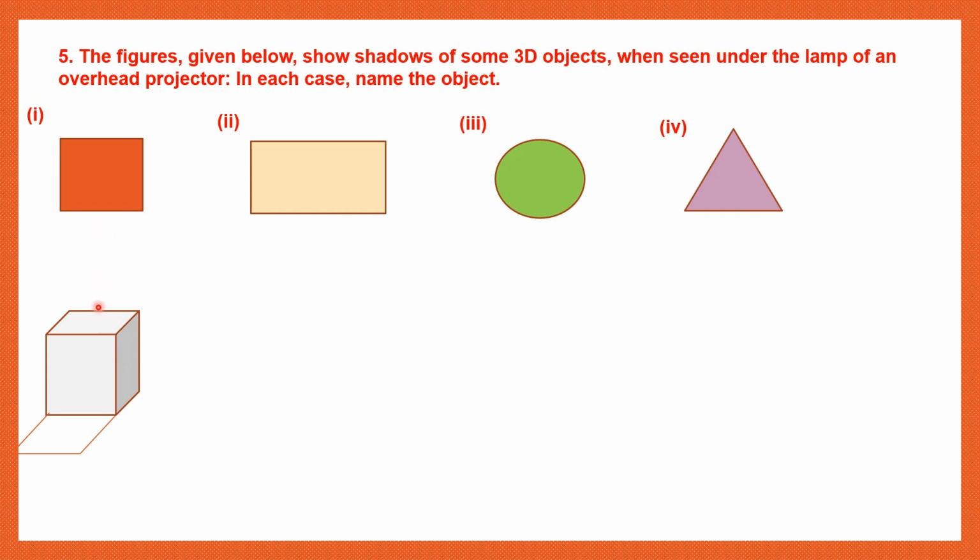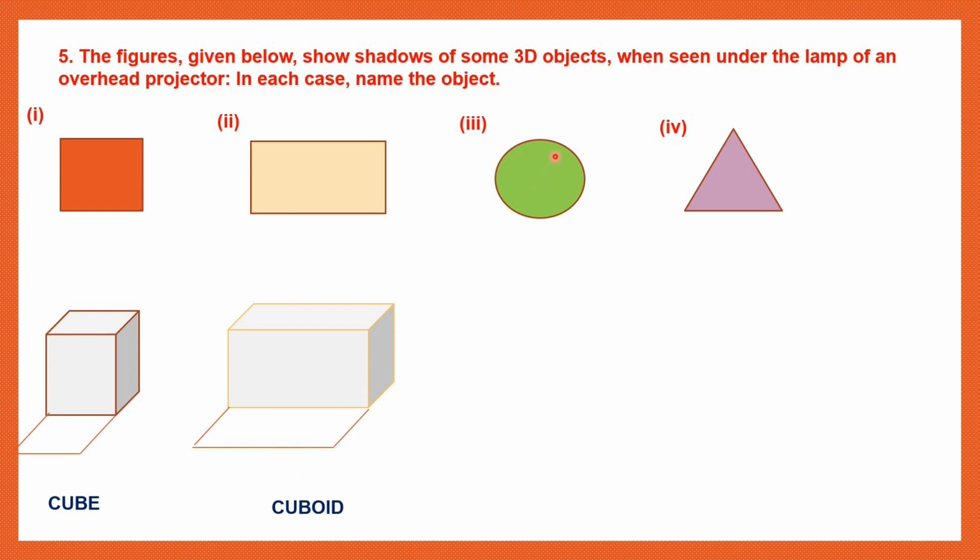So if the light falls on top, the shadow will be a square down like this. So the answer is cube. Now the second one is which 3D object will give a rectangular shadow? Okay, so a cuboid, that means like your textbook and all that, like a box. Now when the light falls on top, it will give a rectangular shadow. So this is a cuboid.